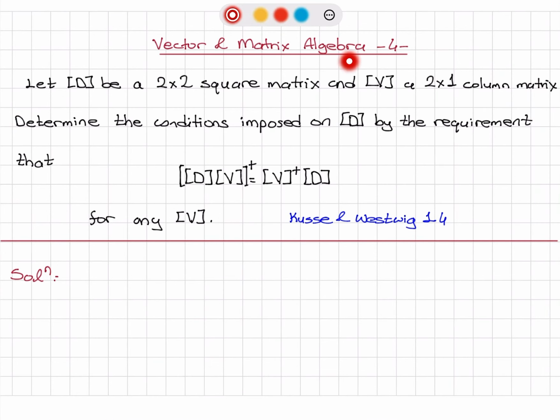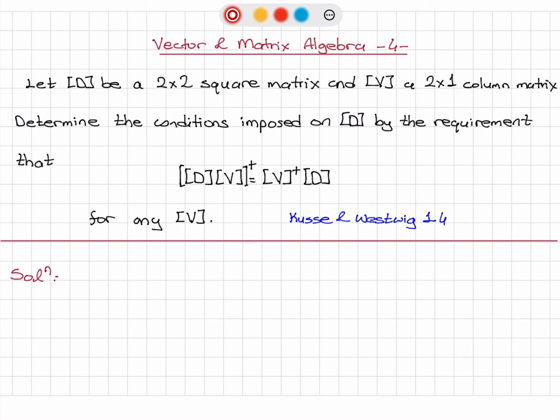Vector and matrix algebra 4. Let D be a 2 by 2 square matrix and V a 2 by 1 column matrix. Determine the conditions imposed on D by the requirement that the transpose of D times V is V transpose times D for any V.